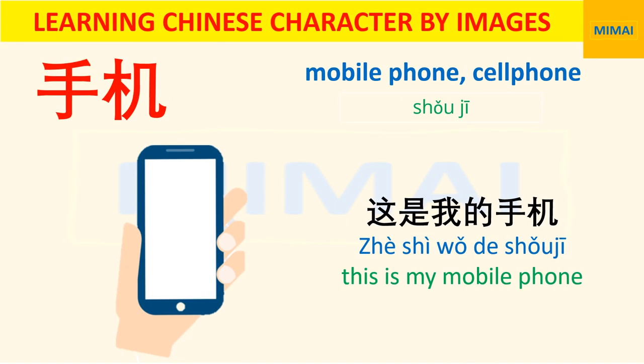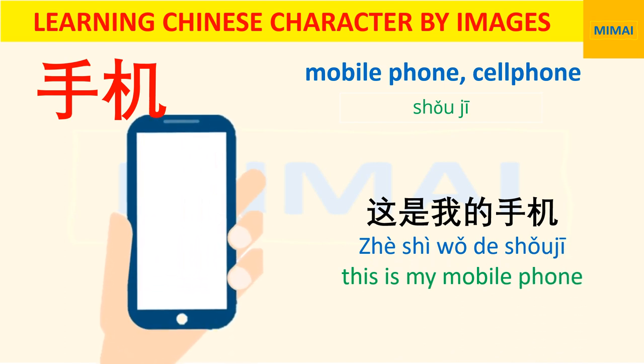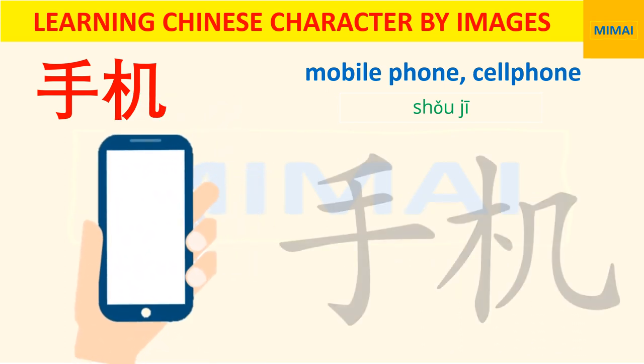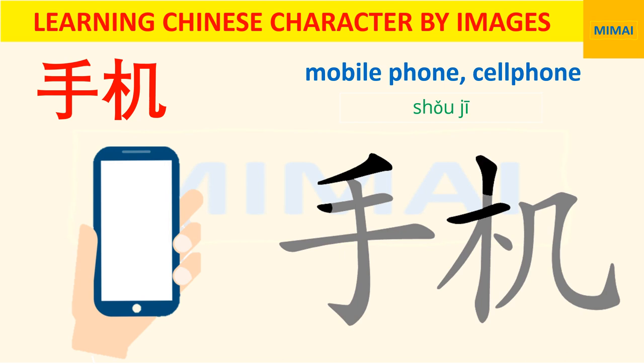Here is an example for this word. This is my mobile phone. 这是我的手机. To remember this word, listen and write after that.